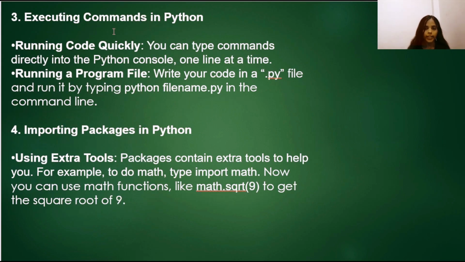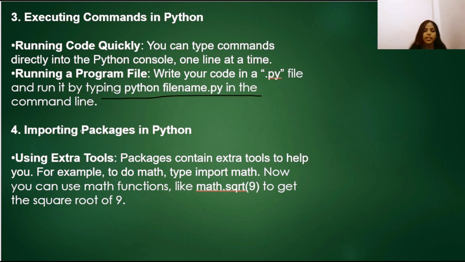Now, how to execute a command in Python? First is running code quickly. We can type commands in the Python console, one line at a time. We can also run a program from a .py file by typing python followed by the file name, that is the .py file.